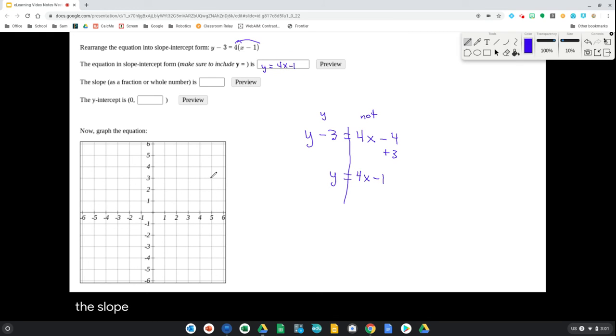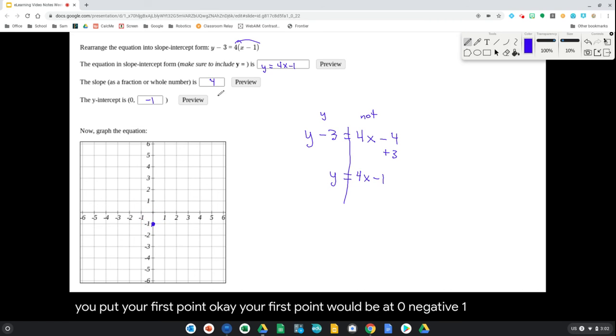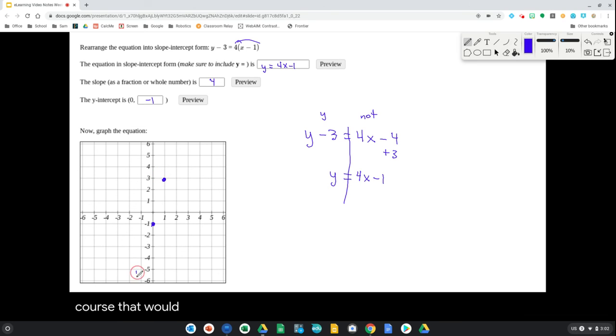What would the slope be? Slope would be 4. What would the y-intercept be? Well, it's going to be -1. And so now when we go to make our graph, where would you put your first point? Your first point would be at (0, -1). And then we want to do a slope of 4, so you're going to go up 4 and over 1. And then, of course, that would get connected together with a straight line. Those would be all the solutions to that equation that we started with up there.